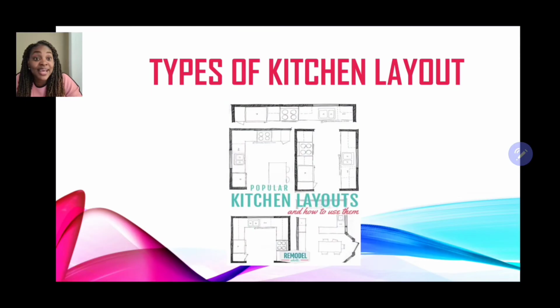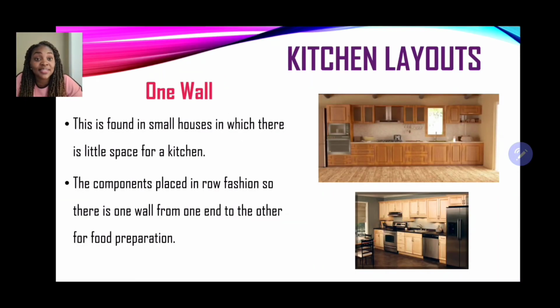Now, let us look at types of kitchen layout. And the first one that we're looking at is the one wall. And as the name suggests, it is literally just one wall, as you can see in your images there on the right. Now, this is found in small houses in which there is little space for a kitchen. The components are placed in row fashion, so there is one wall from one end to the other, for food preparation.